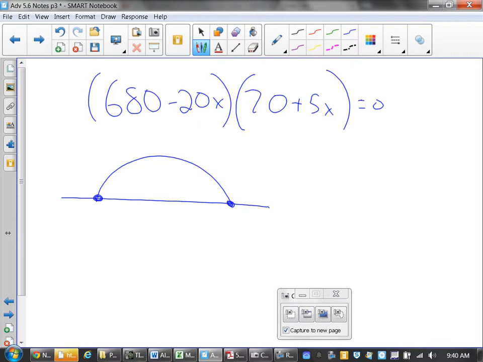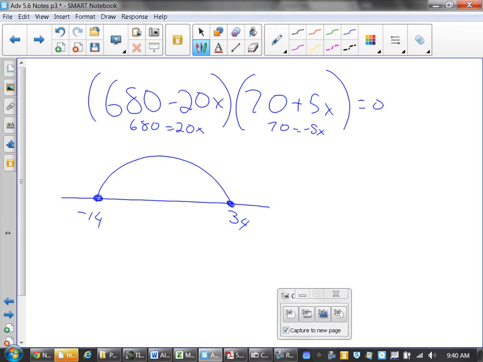Now, the first zero, let me do it this way. I set this equal to 0, and I get 680 equals 20x. Is everybody okay with that set? All right. Divide it by 20, you get what? 34. Okay. So I have one zero here at 34. The other one, I have 70 equals negative 5x. So when I divide that out, I get a negative 14.